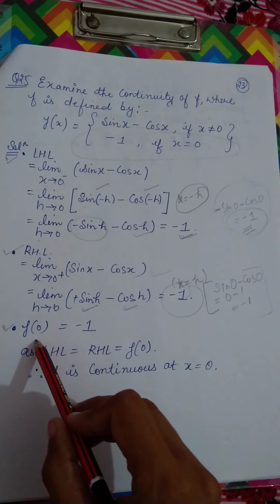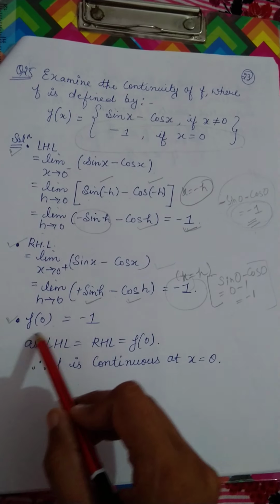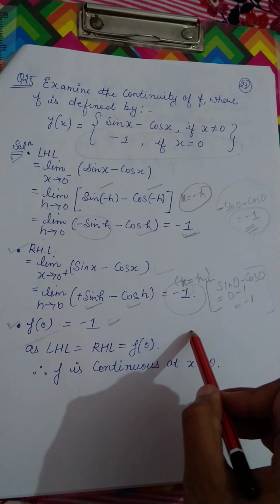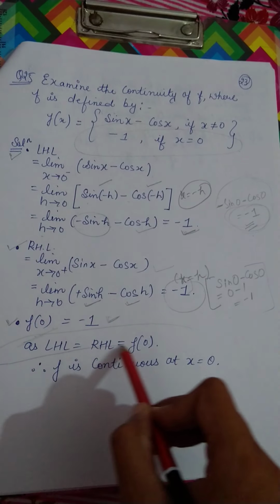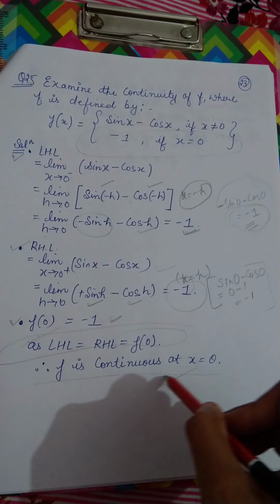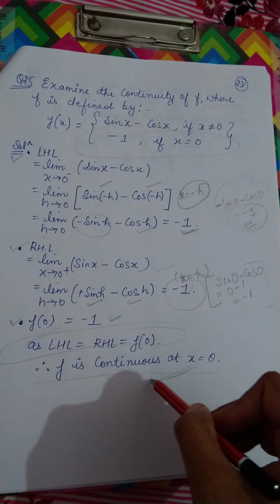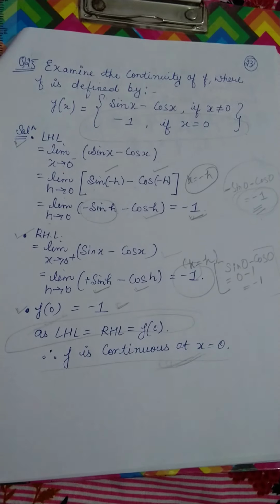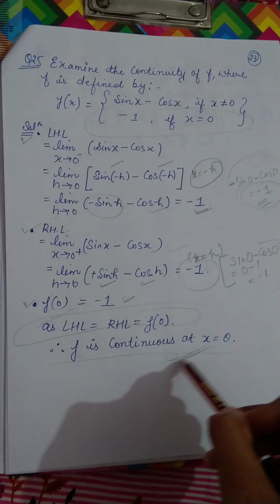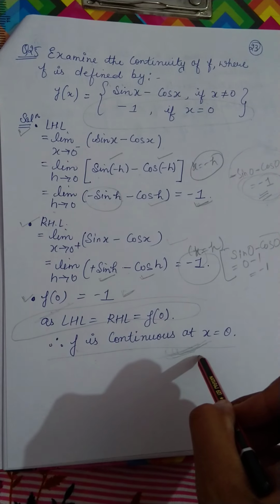Now let's move to the function value, beta. The function value is f of 0, that is minus 1. And finally, beta, your LHL and RHL are equal to f of 0, and your function is continuous at x is equal to 0. Clear, my dear students? Your function is continuous at x is equal to 0.